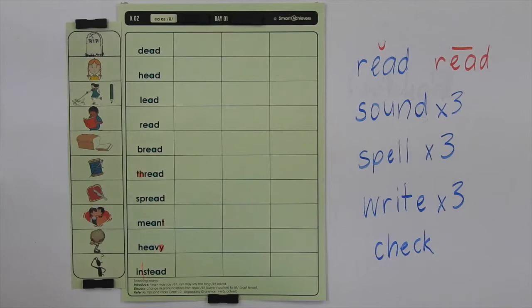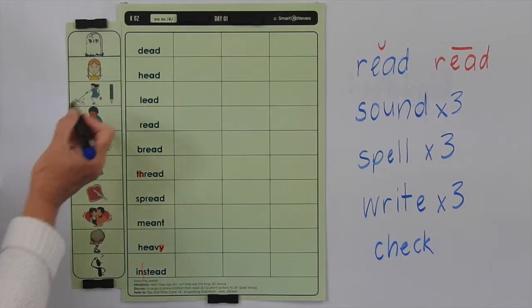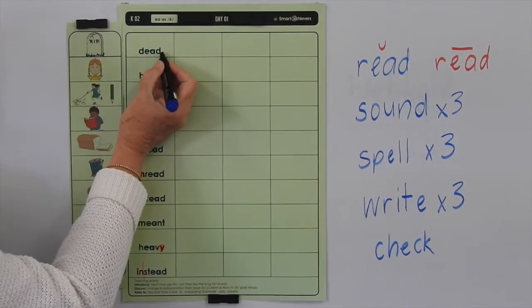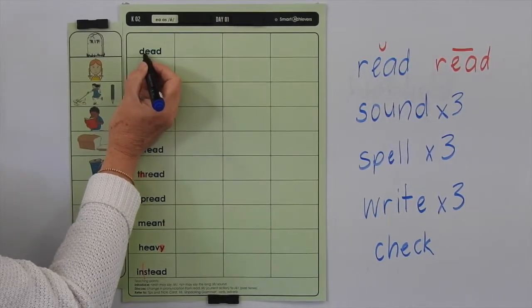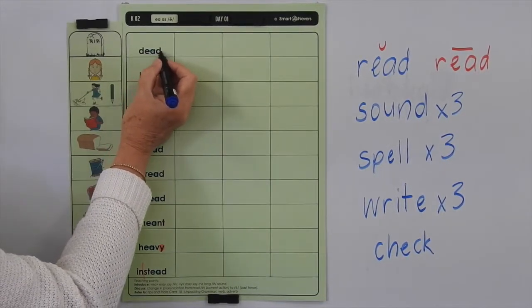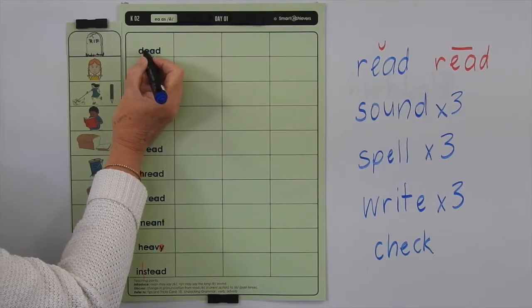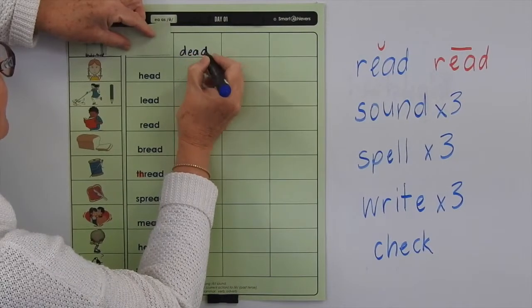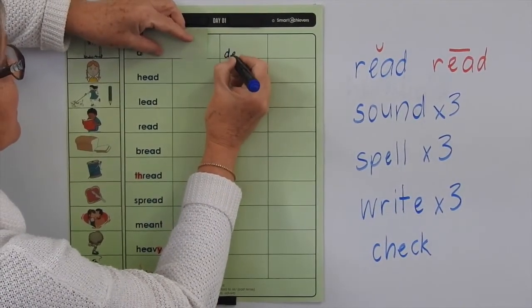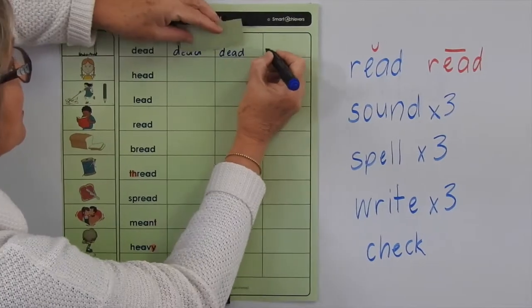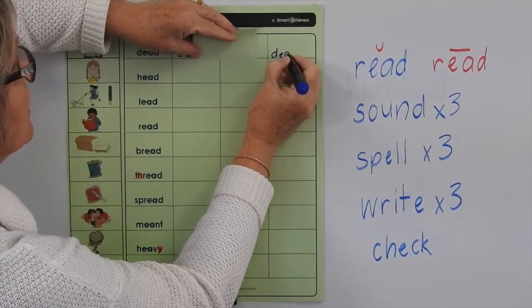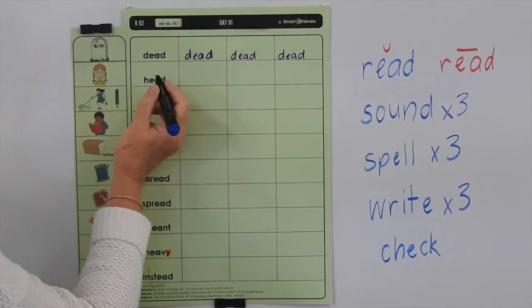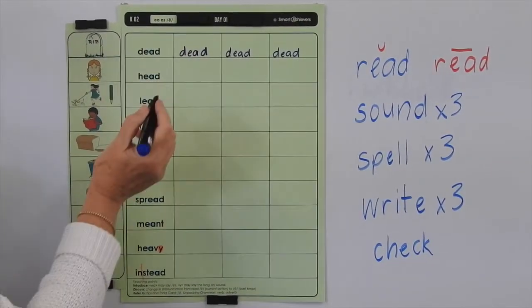Right, let's read these words, sound them, spell them, write them, and then check them. So have your little bit of cover paper ready, and let's go. So dead, d-e-d, D-E-A-D. Cover it and write it, check it, write it, check it, write it, check it. And if it's wrong, go back, rub it out and write it again.